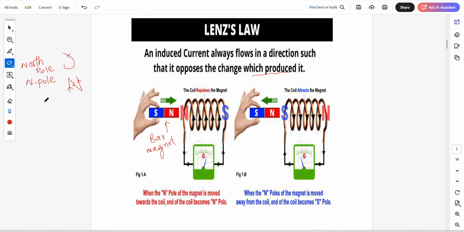Here the magnetic field will be outside. This is the direction of current: anti-clockwise direction.